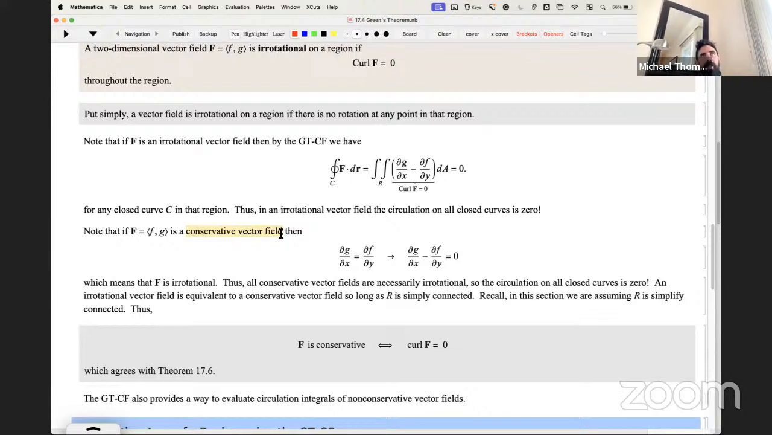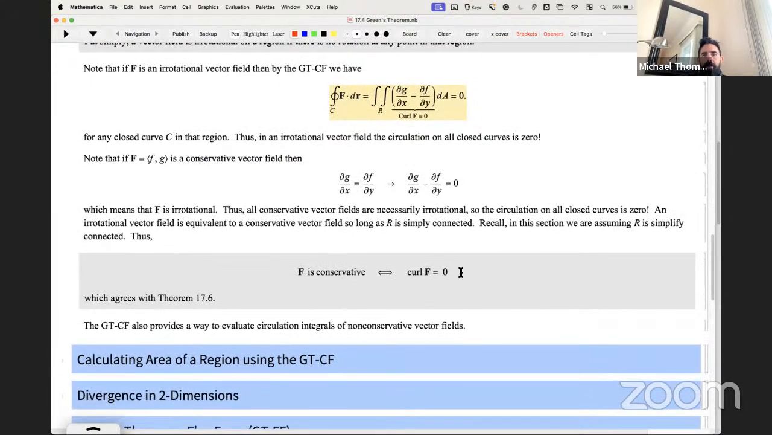If you see a vector field that's got no rotation at all, that means that the vector field is conservative. Okay, and in a conservative vector field, what that means is that the circulation on any closed curve is 0. So in other words, if F is conservative, then the curl of F is 0. If the curl of F is 0, then F is conservative.